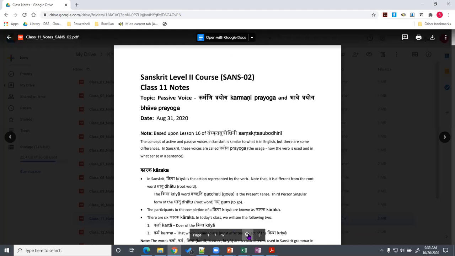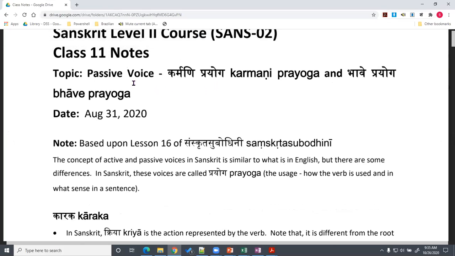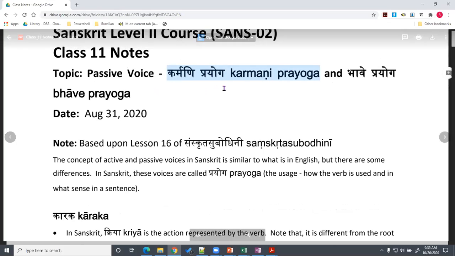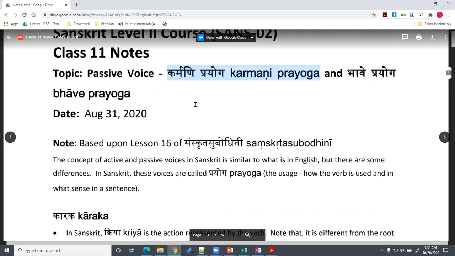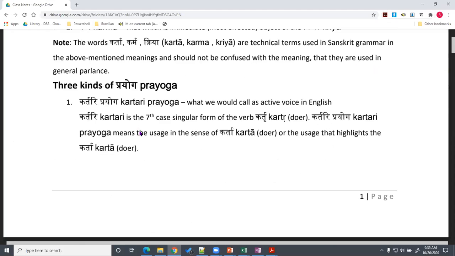Then we saw Karmani and Bhave Prayoga. Sanskrit has two types of passive. Karmani Prayoga is the passive voice, which is similar to English. Bhave Prayoga we translate as impersonal passive. There is no equivalent in English for that kind of construction, so many times the translation is done in a very simple manner in English.